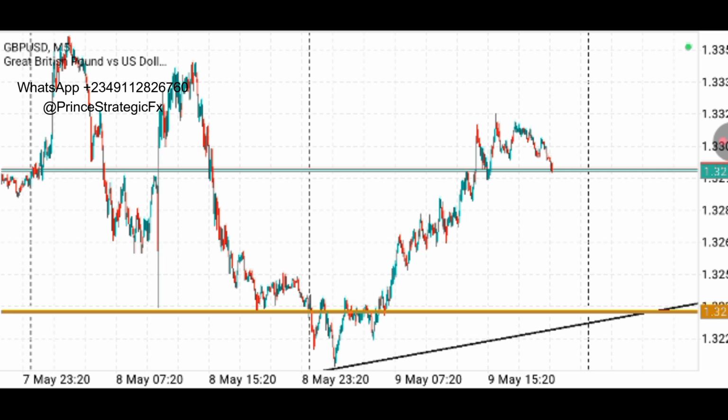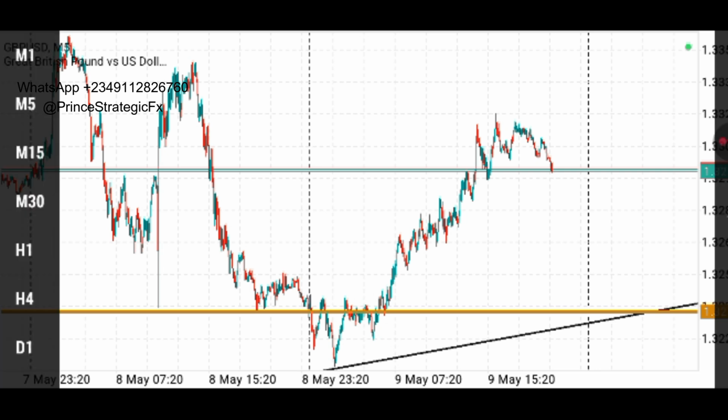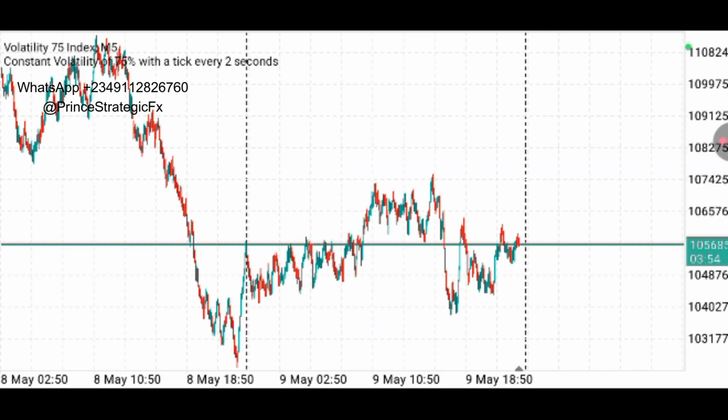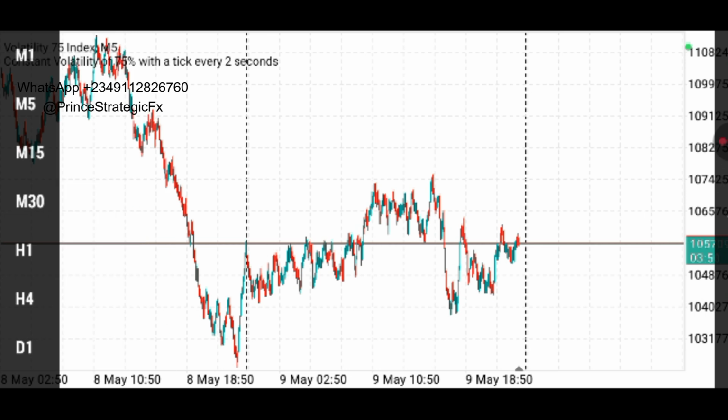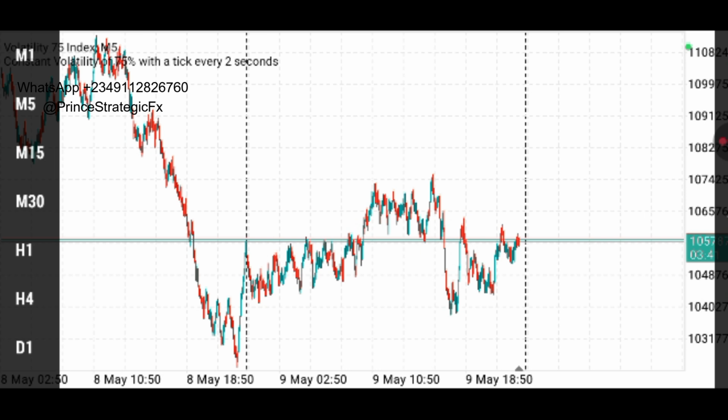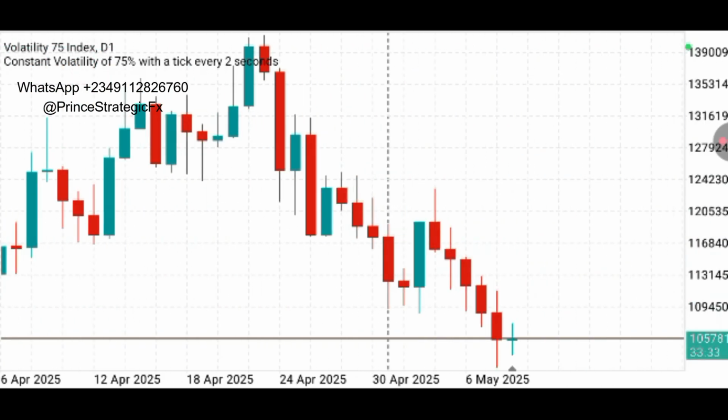Let's get back to the strategy fully. Now this right here is step 1. Now let's move to Volatility 75, because this is the most important market here. So many people want to trade V75, even though it's one of the most volatile markets in synthetic indices. Now please listen closely. We head over to the daily time frame.